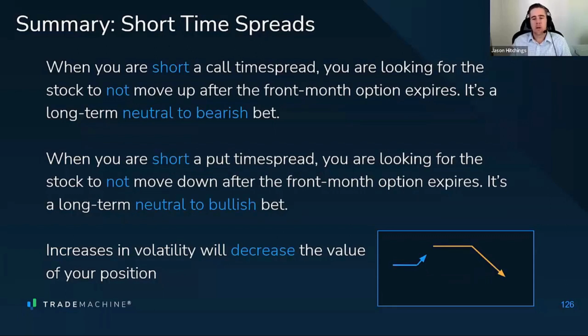If you're short a call time spread, then as we talked, you're selling a long dated call. When you're selling a long dated call, if that doesn't work out in your favor long term, you're saying, I'm willing to be short the stock. If you're selling a long dated put, you're saying, I'm willing to buy the stock. So the short call time spread is neutral to bearish, and the short put time spread is neutral to bullish, because if the stock goes up, then you are not going to have to buy the stock at a lower price.